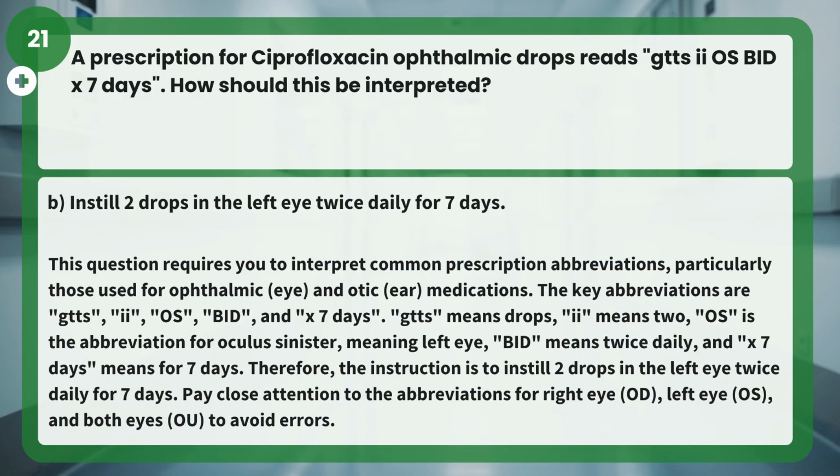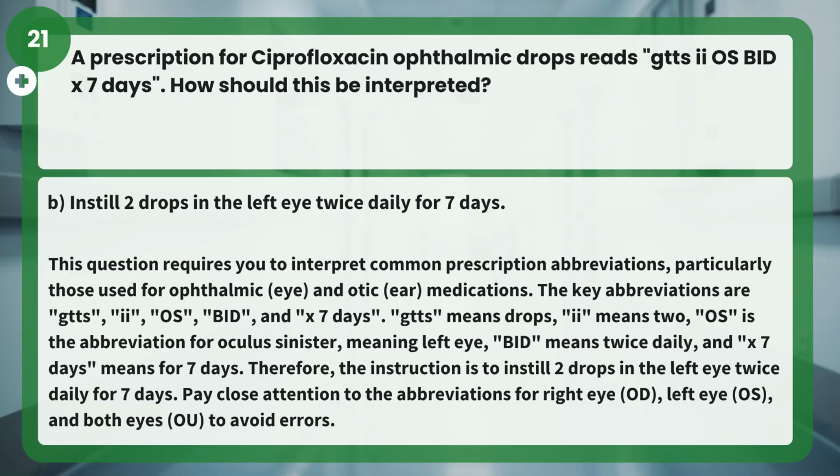Answer: B. Instill 2 drops in the left eye twice daily for 7 days. This question requires you to interpret common prescription abbreviations, particularly those used for ophthalmic, eye, and otic, ear, medications. The key abbreviations are GTTS, 2, OS, BID, and X 7 days. GTTS means drops, 2 means 2, OS is the abbreviation for oculus sinister, meaning left eye, BID means twice daily, and X 7 days means for 7 days. Therefore, the instruction is to instill 2 drops in the left eye twice daily for 7 days.